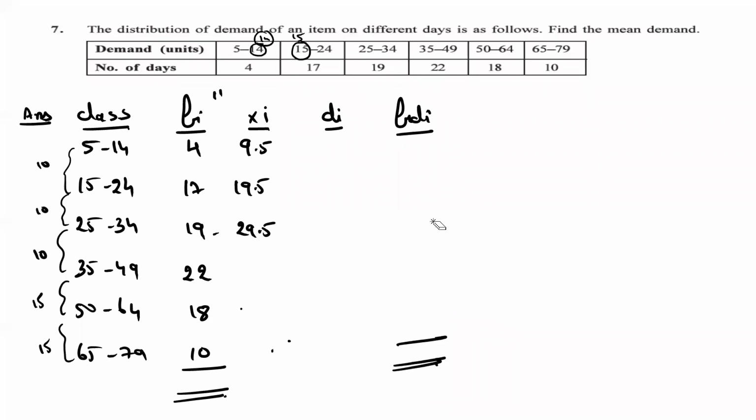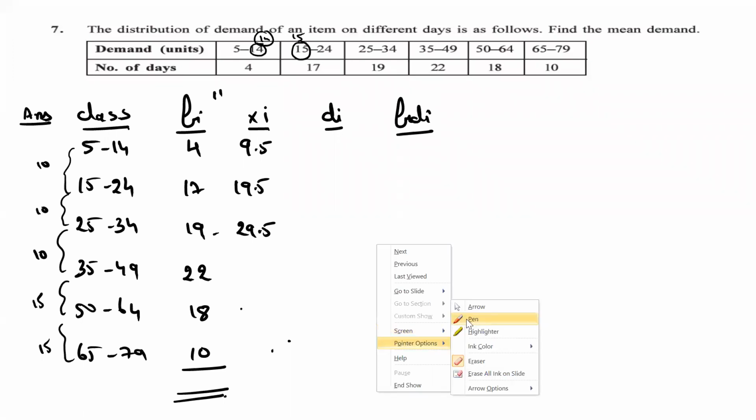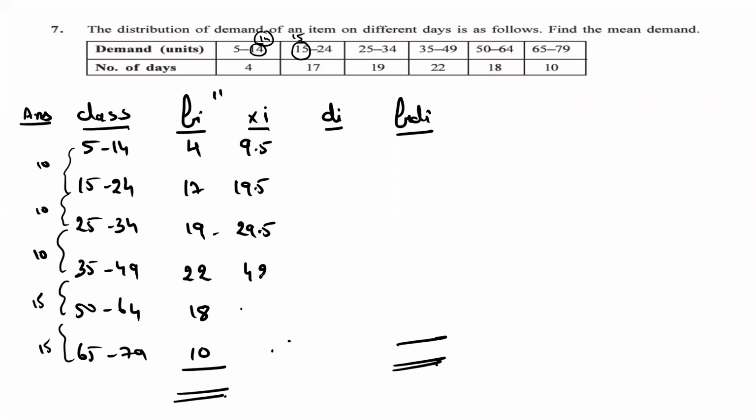So let's see the mid values first of all. The first is 5 plus 14 divided by 2. Take your calculator, 9.5 is okay. Then comes 15 plus 24 divided by 2, that is also 19.5. 25 plus 34, 59 divided by 2, that is also 29.5. Now 35 plus 49 divided by 2, it's 42. Yes, 42, sir.